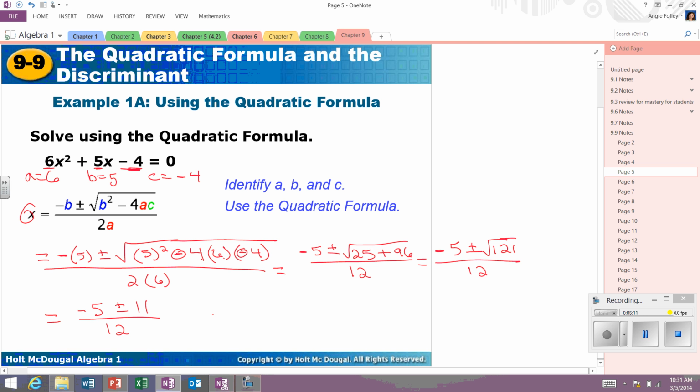I'm going to set up the first one. Negative 5 plus 11 over 12, which is equal to 6 over 12, which is equal to 1/2. That's my first solution. And my second solution is when I have the negative sign here. So negative 5 minus 11 over 12, which is equal to negative 16 over 12, which simplifies to negative 4/3.